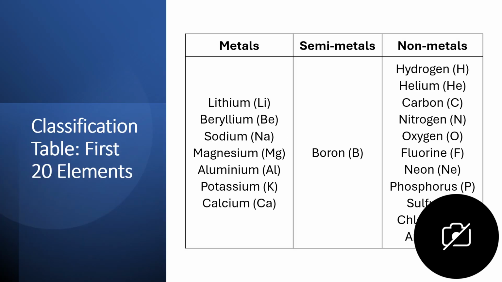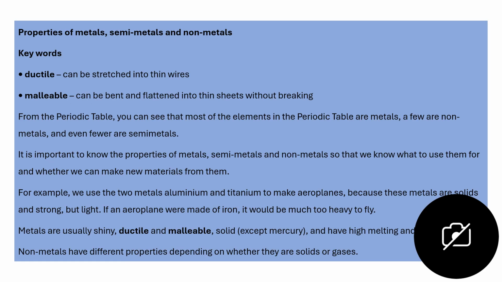And I classified them for you because in grade 7 you need to know by heart the first 20 elements of the periodic table. So the metals you need to know: lithium, beryllium, sodium, magnesium, aluminium, potassium, and calcium. Then a semi-metal is boron, and the non-metals are hydrogen, helium, carbon, nitrogen, oxygen, fluorine, neon, phosphorus, sulfur, chlorine, and the one that I can't see that's blocking that. Right. So let's look at the properties.